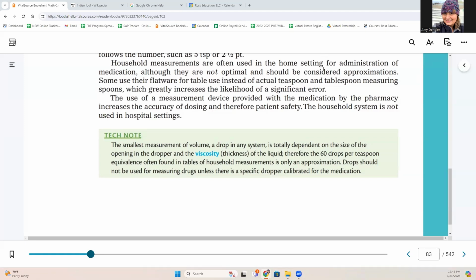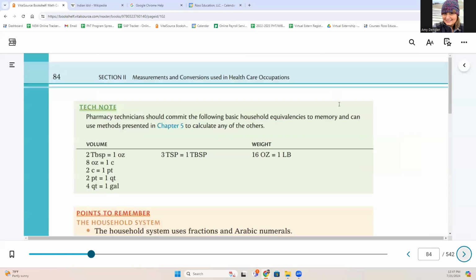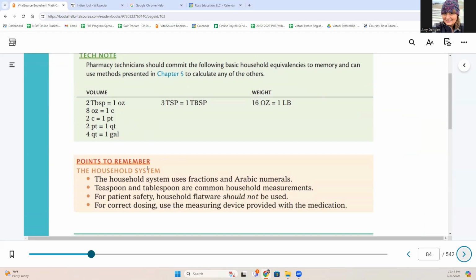The household system is not used in hospital settings. So we have this table here, and it gives you some things that you should know to memory. And if you look at the cheat sheet I gave you with the conversions, you'll see all the different highlighted ones. Some of these I didn't have on there.